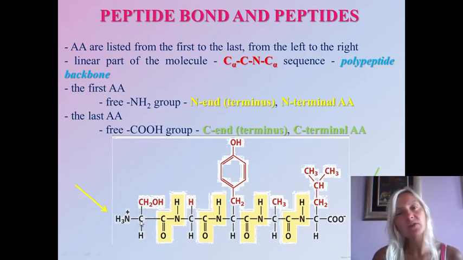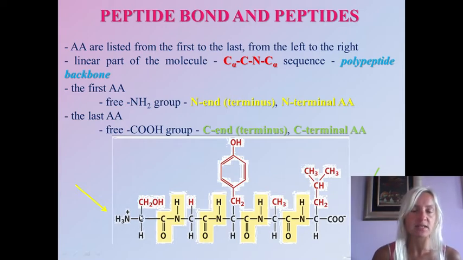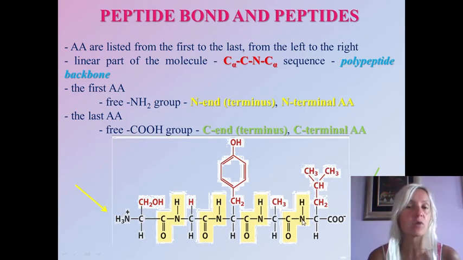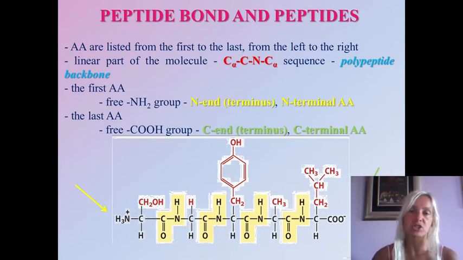The linear part of the molecule contains one repeating sequence, which is C-alpha, the alpha carbon atom carrying the side chain, C, N, C-alpha, C, N, C-alpha, C, N, and so on. So this repeating sequence C-alpha, C, N is marked as the polypeptide backbone, and the rest of the groups are positioned above or below this polypeptide backbone.